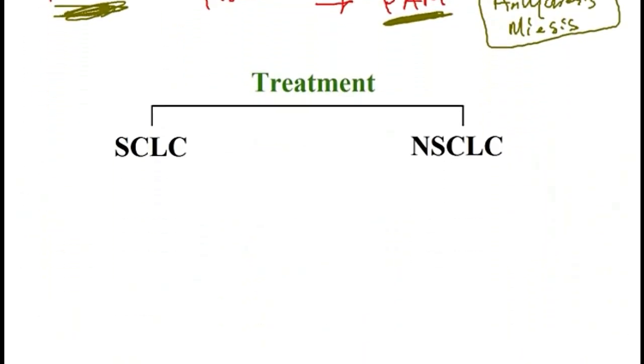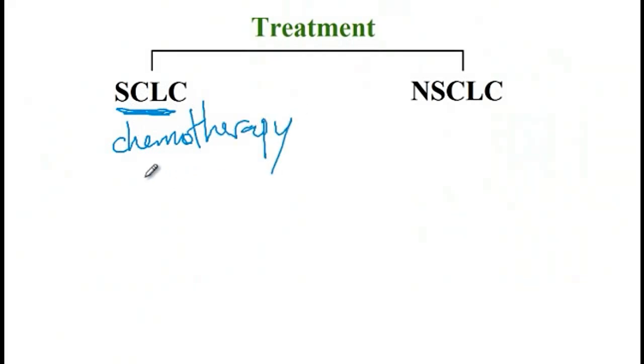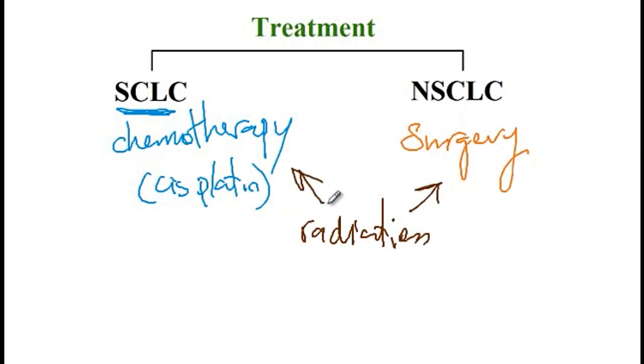And then for the treatment of these patients, it depends on what type of lung carcinoma they have. If they have a small cell lung carcinoma, then usually you have to treat them with chemotherapy, for instance with cisplatin. And then if they have non-small cell lung carcinoma, then you should be treating them with surgery. And radiation is a treatment that can be added as an adjunct to these therapies.